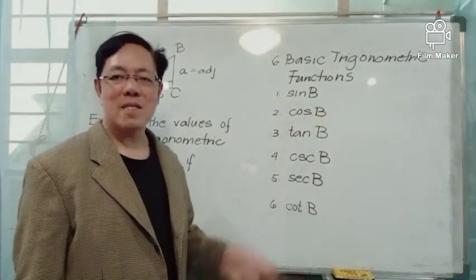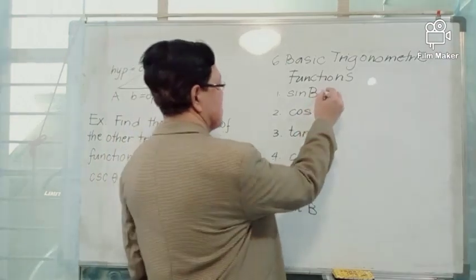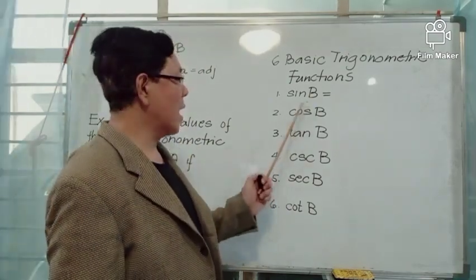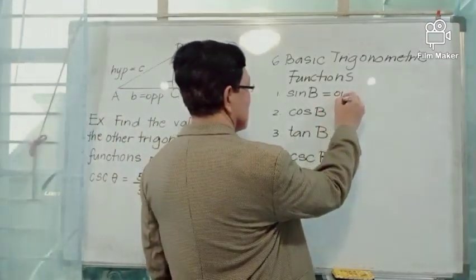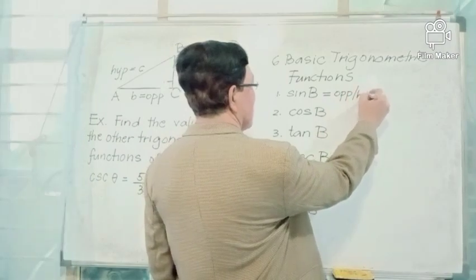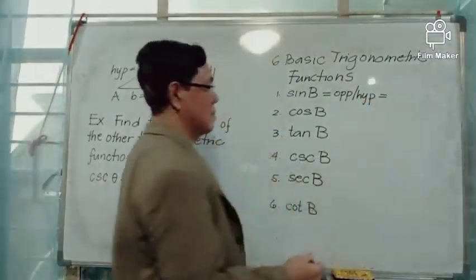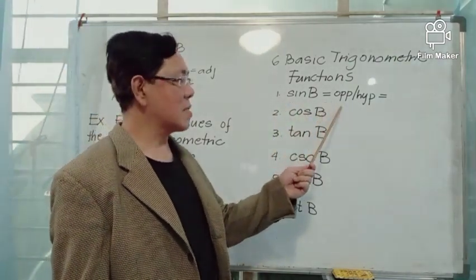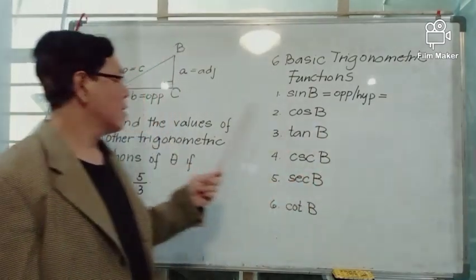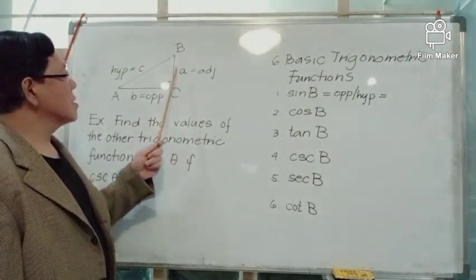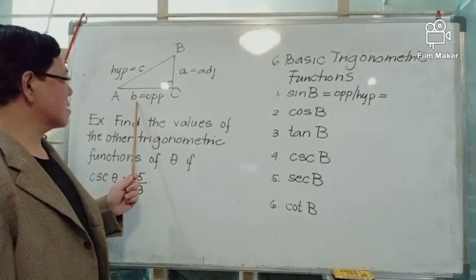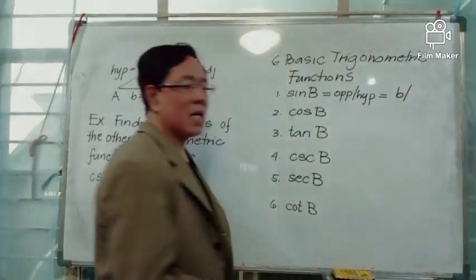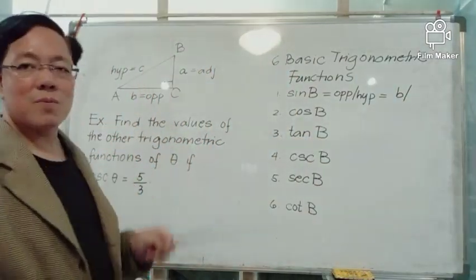The sine of B is defined as the ratio of the opposite side, the side opposite angle B, to the hypotenuse, or the value of sine of acute angle B equals opposite side divided by hypotenuse. And from this right triangle, the side opposite angle B is small b, divided by the hypotenuse, which is small c.